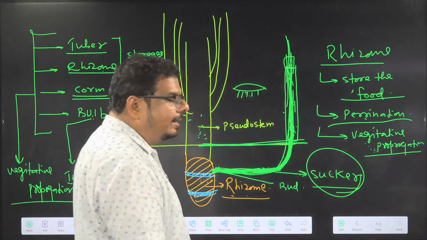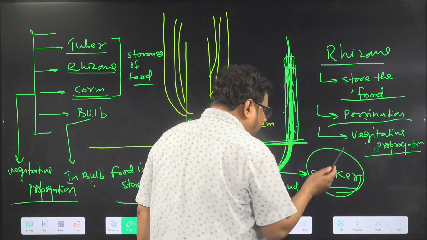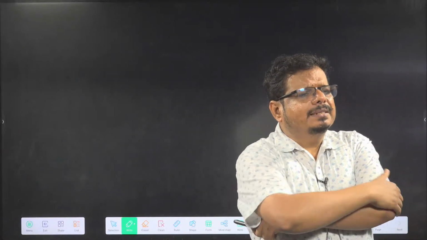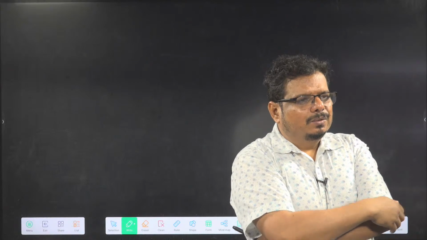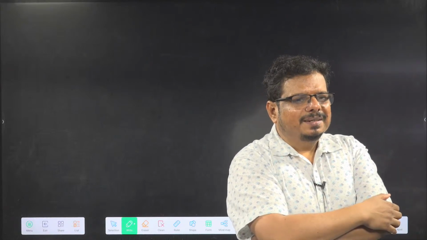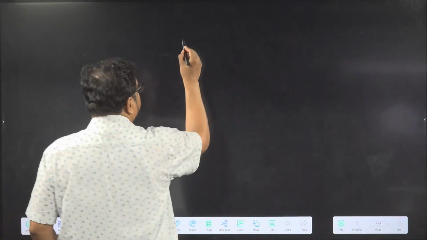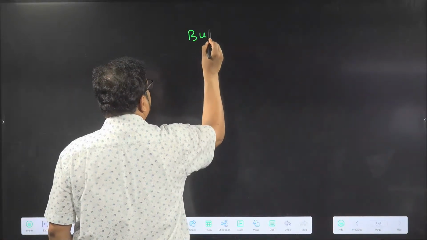Now I am going to tell you in detail about bulb. I already told about corm, so no need to say more. Simply keep the example in mind. Nodes and internodes are present. Example is Colocasia, Amorphophallus, Crocus. Getting the idea? Now I am coming to bulb. I am giving you some more clarity on bulb.